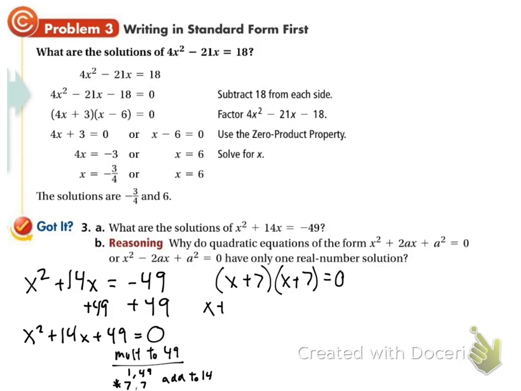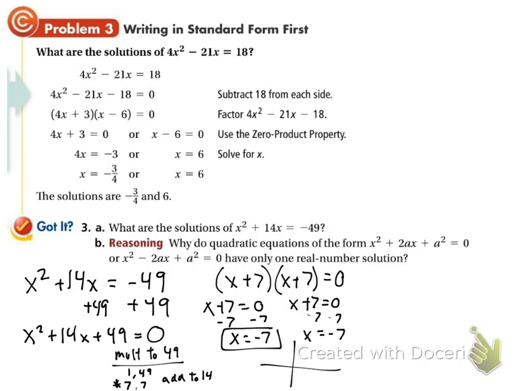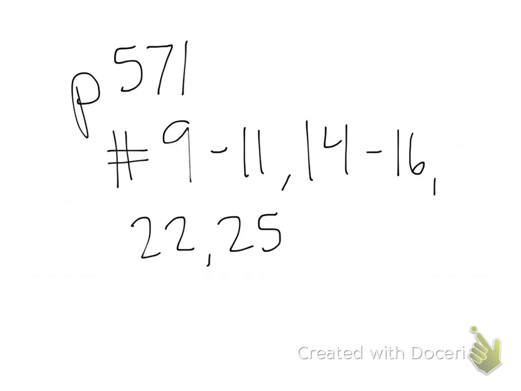So I set up my two equations. x plus 7 is equal to 0, x plus 7 is equal to 0. Minus 7, we get that x is equal to negative 7, and we get that x is equal to negative 7 again. Do I really have to write those twice? No, only one of those is technically going to be your answer. If you picture this on a graph, it's just touching once. That's where we get the one solution, if the vertex is on the x-axis. And there's your homework.